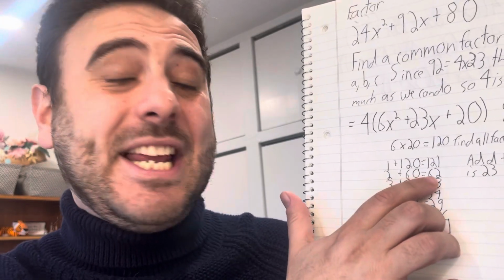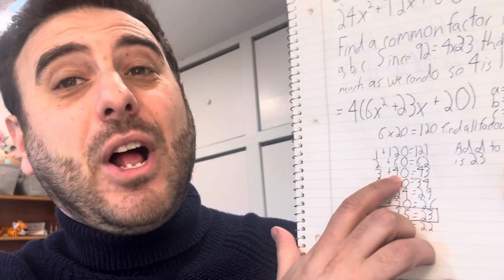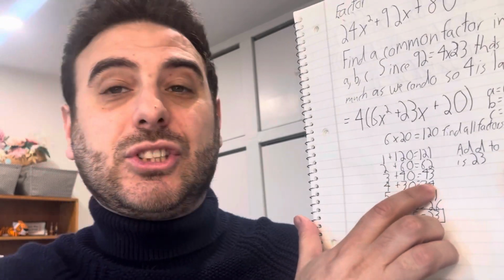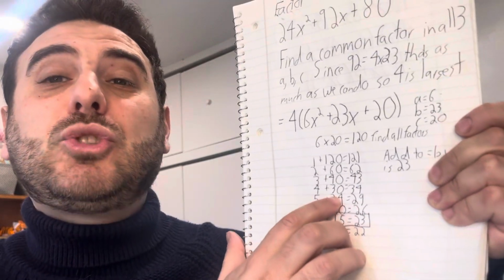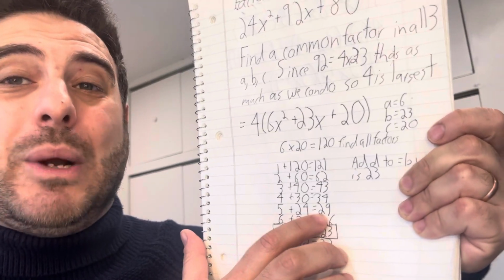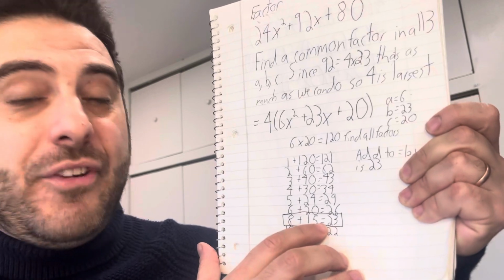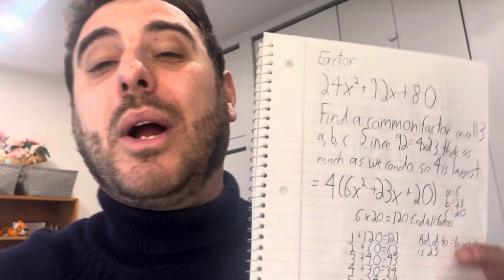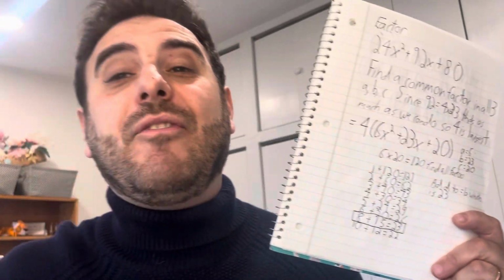2 plus 60 equals 62. 3 plus 40 equals 43. 4 plus 30 equals 34. 5 plus 24 equals 29. 6 plus 20 equals 26. 8 plus 15 equals 23. Ding, ding. 10 plus 12 equals 22. Remember, we're looking for the value 23.